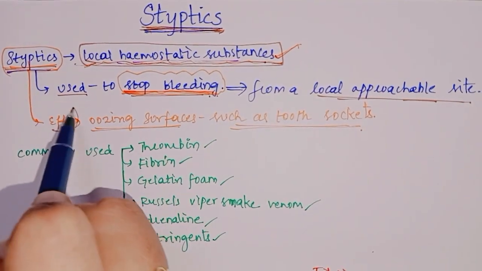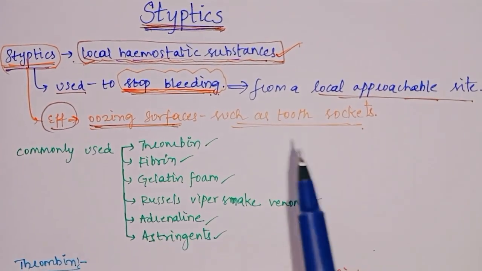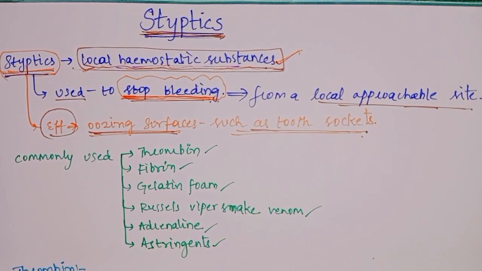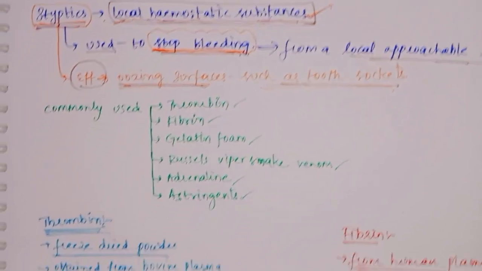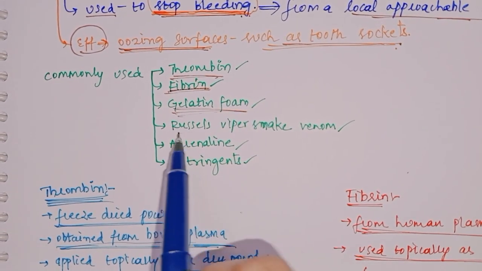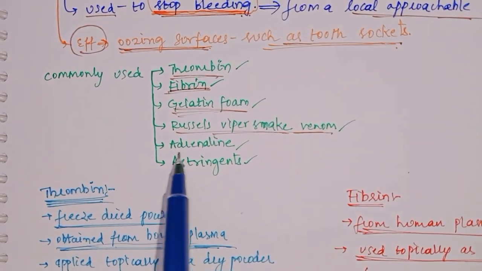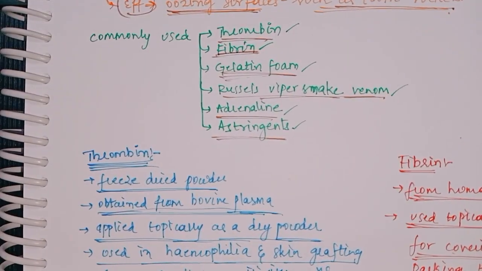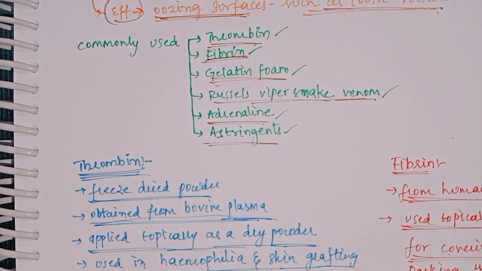Styptics are effective on oozing surfaces such as tooth sockets. The commonly used styptics are thrombin, fibrin, gelatin foam, Russell's viper snake venom, adrenaline, and astringents. Let us discuss these one by one.